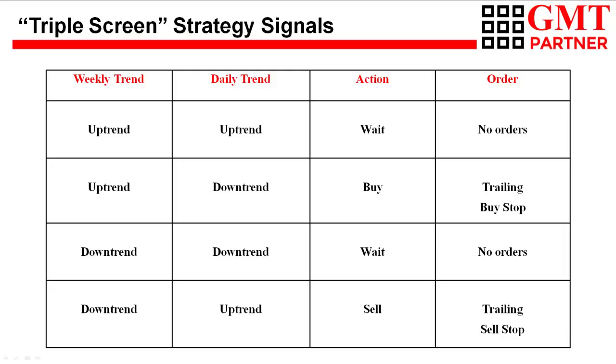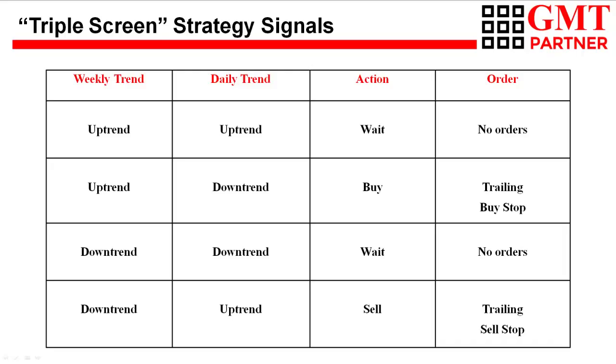Now suppose that an uptrend is developing in the first screen, while in the second screen the market has entered into a downward correction. In this case, the trader should be ready to open a long position, and use trailing by stop order to enter the market.